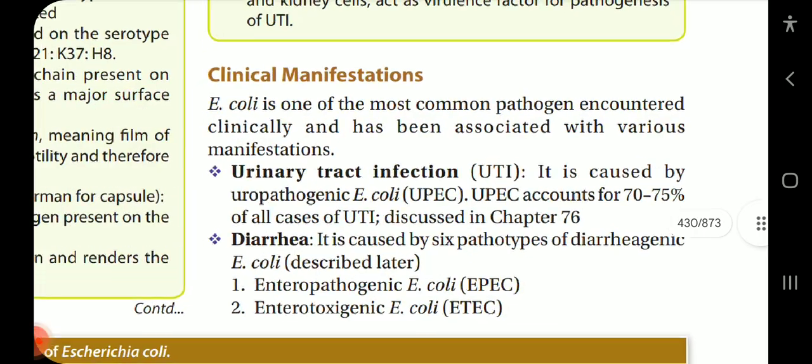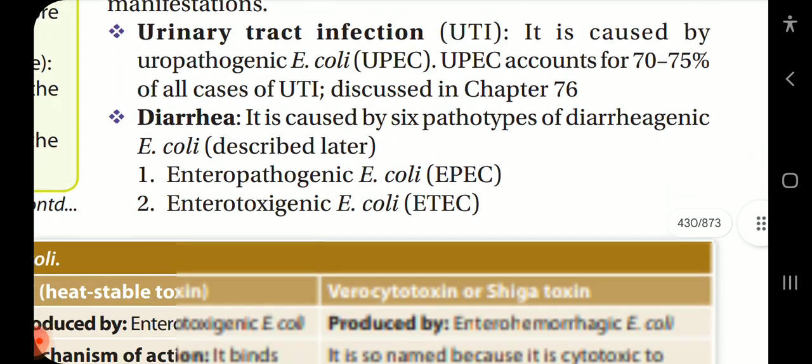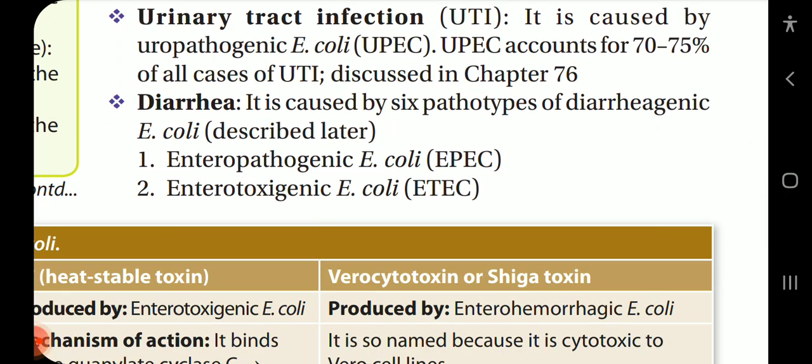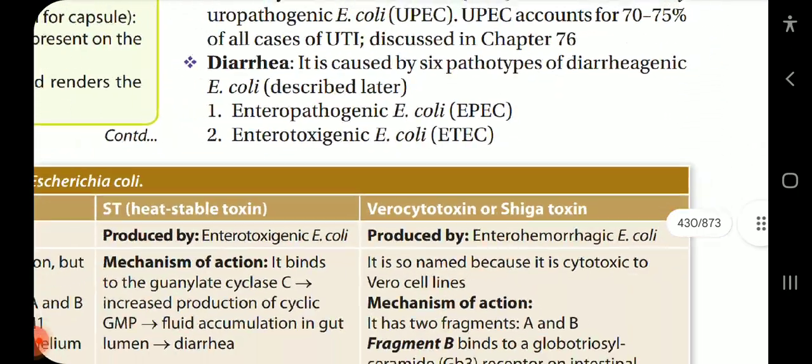Clinical manifestations. E. coli is one of the most common pathogens encountered clinically and has been associated with various manifestations. Urinary tract infections, UTIs, are caused by uropathogenic E. coli, UPEC. It accounts for 70 to 75% of all cases of UTI. Diarrhea is caused by 6 pathotypes of diarrheogenic E. coli: enteropathogenic E. coli, EPEC, and enterotoxigenic E. coli, ETEC.